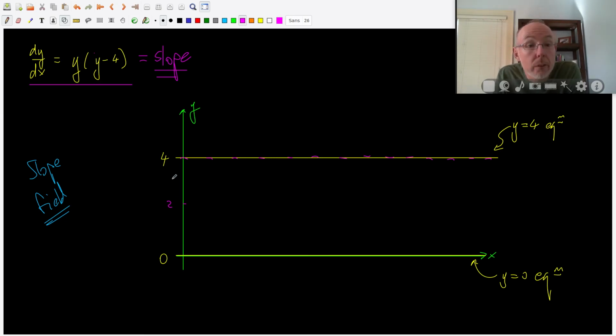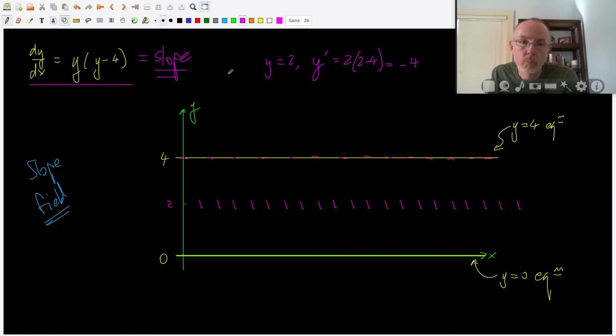So when y is 2, what I'm saying is y prime is 2 times 2 minus 4. It's hard to say because there's lots of 2's and 4's here, and I think that's equal to minus 4. So this is quite a steep slope, right? The idea is this thing is copied all the way along, and I could just do a bunch of these. And so every single one of those is meant to be a little line segment with slope minus 4.